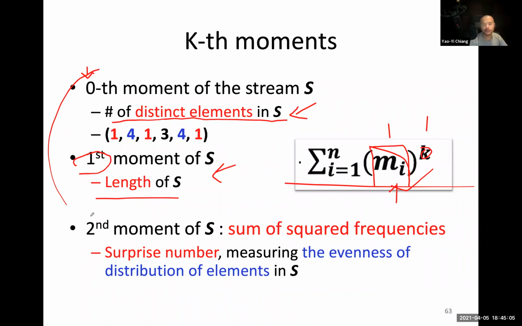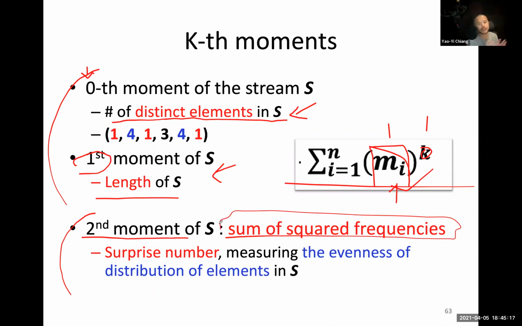A really cool moment that people use very frequently is the second moment. This is the sum of squared frequencies. Remember, when we look at squared values, it always tells us something, like when you do RMSE, or the sum of the squares in our clustering example. The second moment of S is the sum of squared frequencies, and this is also called the surprise number. The surprise number measures the evenness of distribution of elements in your S.